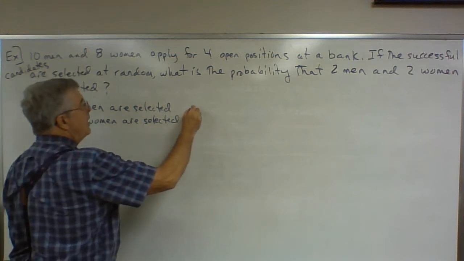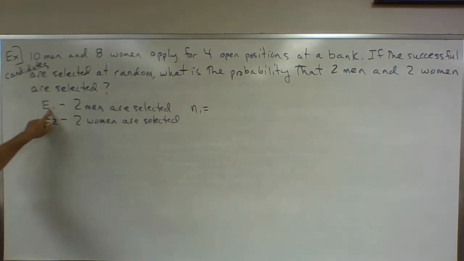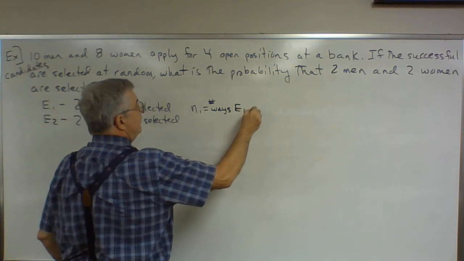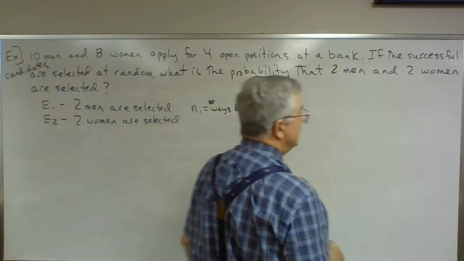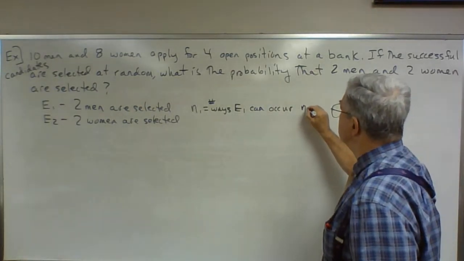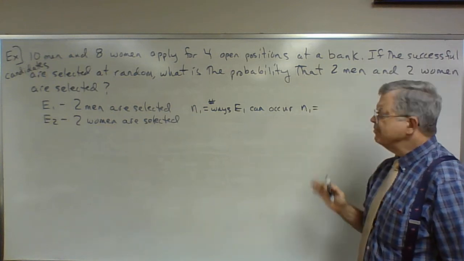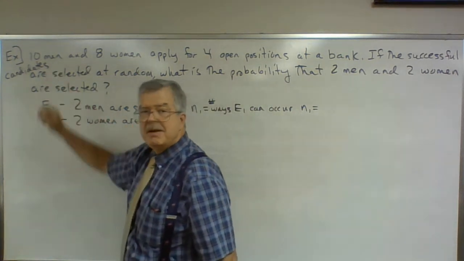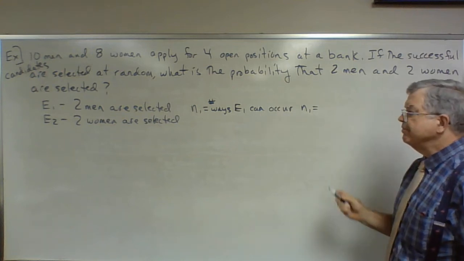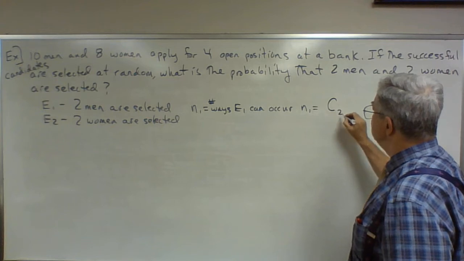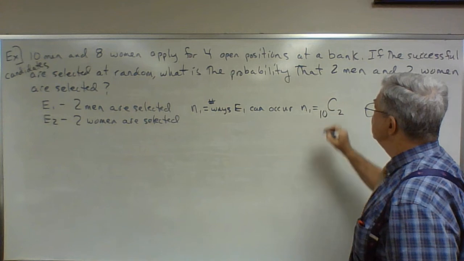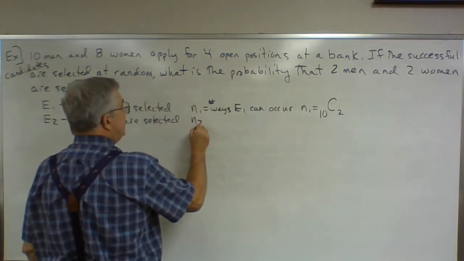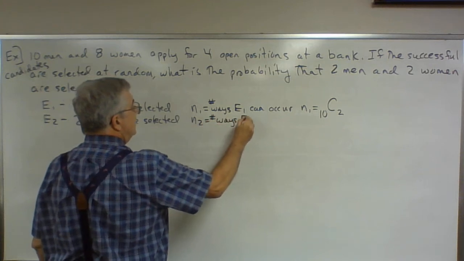And we'll let N1 be the number of ways that E1 can happen. Now think about this. We want 2 men to be selected, and they're going to be selected from 10 men. The order of selection is irrelevant. So this is going to be a combination of 2 men selected from a set of 10 men. We'll do the same thing with women. We'll let n sub 2 be the number of ways that E2 can occur.